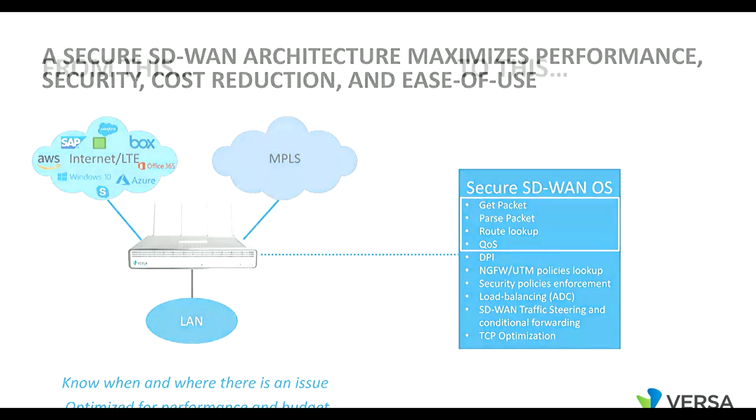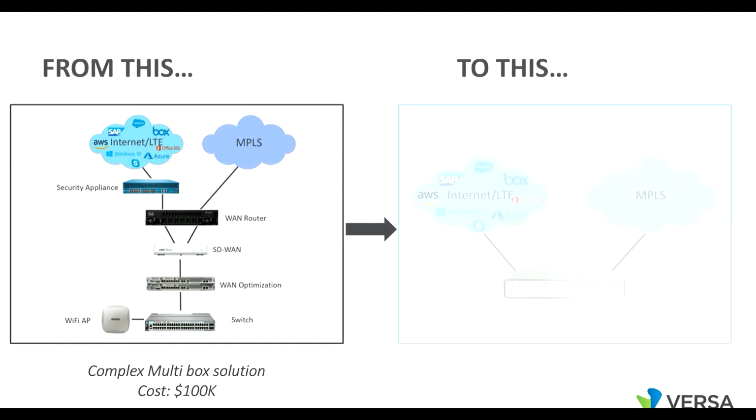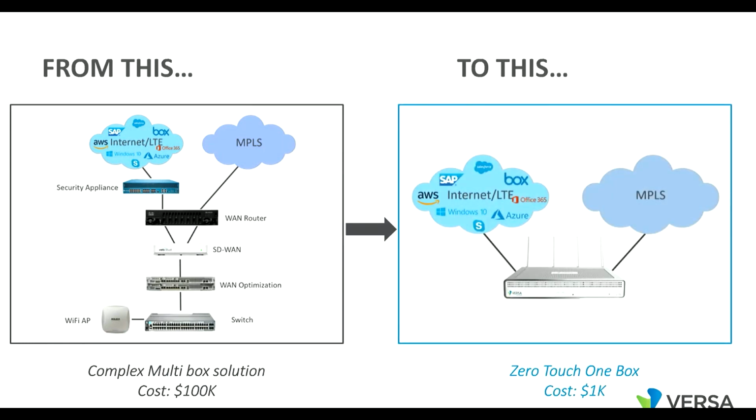Okay, so yeah, that makes sense. Sure, and what does this result in for the end user? You can see the change from a complex architecture on the left, which probably sets you back an IT person per branch at a cost of about $100,000, to a simple network with one software code which runs all those functions.